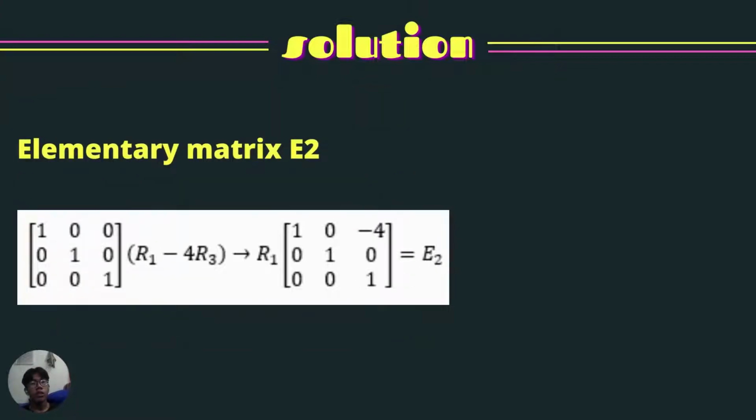Next up, we go to elementary matrix E2. Start with 1 0 0, 0 1 0, 0 0 1. Use the same matrix. Then we're going to take row 1 minus 4 multiples of row 3, and we're going to take the result to row 1. So it's going to be 1 0 negative 4, 0 1 0, 0 0 1, which equals E2.